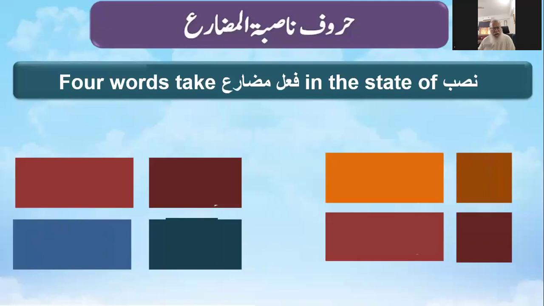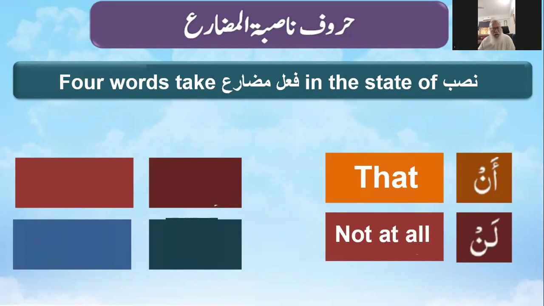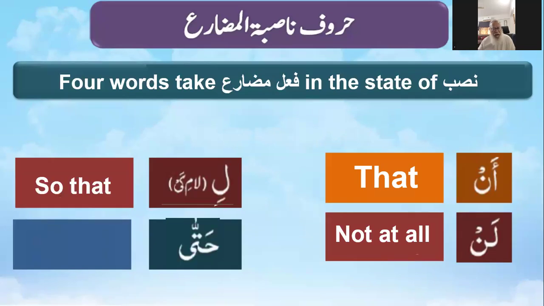Let's look at the huruf nasb, which come and give a nasb sign to the mudari. Four words take fi'l mudari in the state of nasb. One is an, which means that. Lan, not at all. Lam kay, lam with kasra, so that. Hatta means until. Remember, hatta may come as a harf jar if it is followed by some majrur. It may come as a nasib, giving the nasb fatha, when the word mudari comes in front of it.